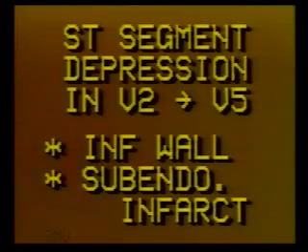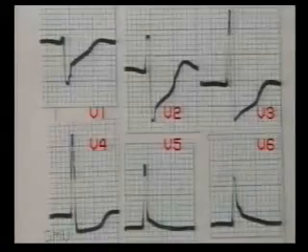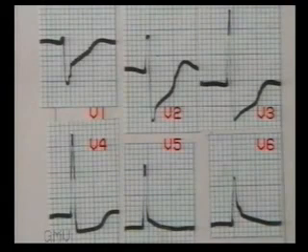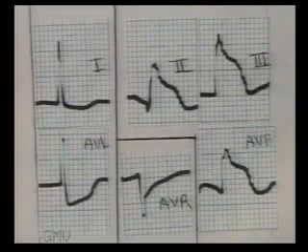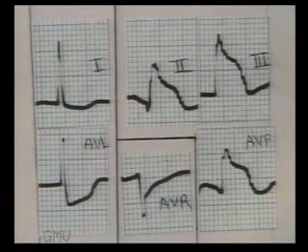ST segment depressions in leads V2 to V5 may commonly be due to reciprocal changes of inferior wall infarct or due to subendocardial infarct. Now here we see an ECG of inferior wall infarct. Note the ST depressions in leads V1 to V4. The T waves are upright and it will be associated with ST segment elevations in 2, 3, AVF. So this is reciprocal ST segment depression of inferior wall infarct.